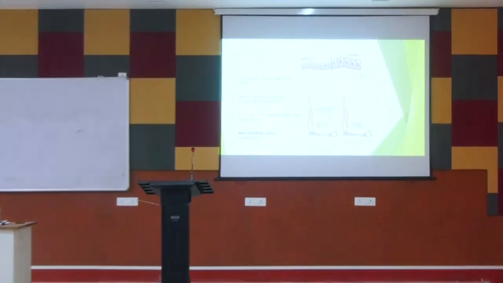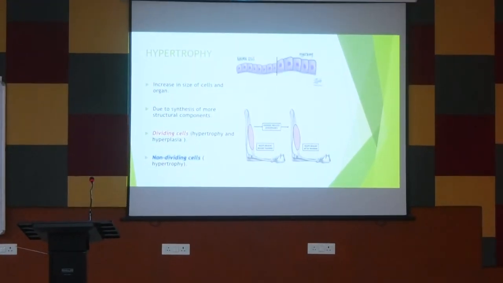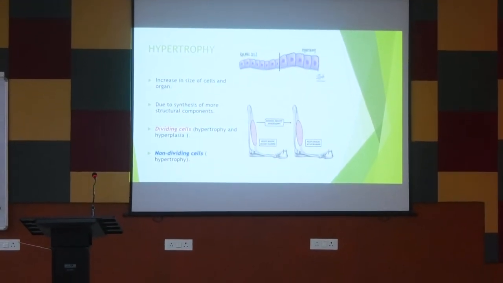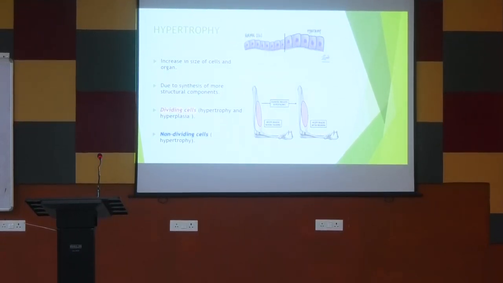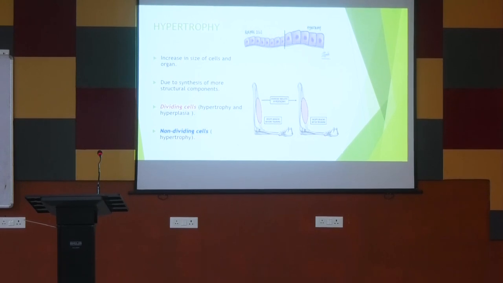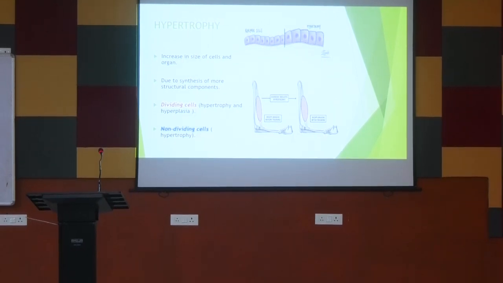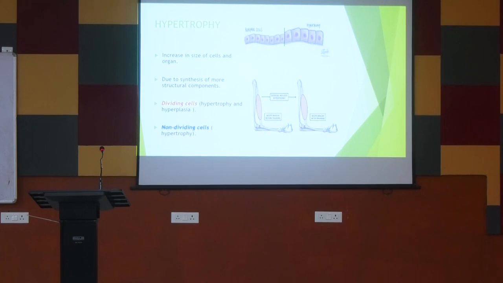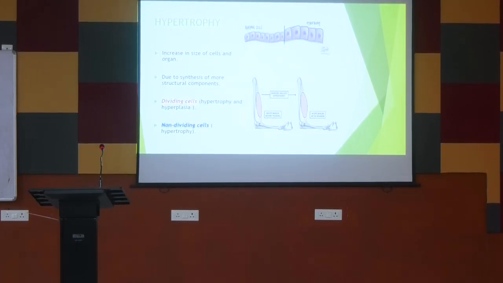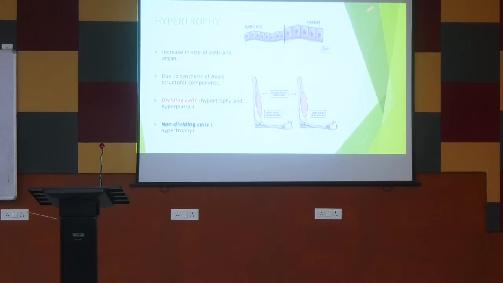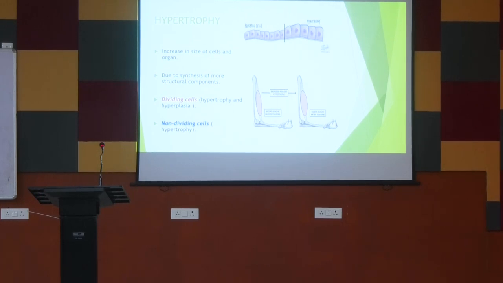Now the next topic is hypertrophy. If atrophy is a reduction in size, what is hypertrophy? Increase in size. What is the difference between hypertrophy and hyperplasia? Hyperplasia is an increase in number, and hypertrophy is an increase in the size. So hypertrophy is an increase in the size of the cells and the organ. Now, if this is a normal cell, this cell is hypertrophied. You can make out. Again, there is physiological hypertrophy and pathological hypertrophy. I'll be coming to it.